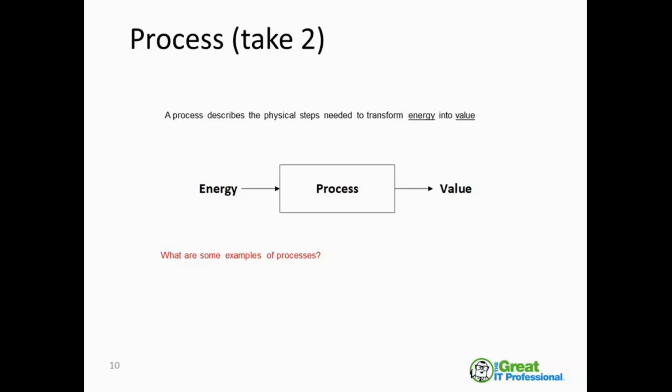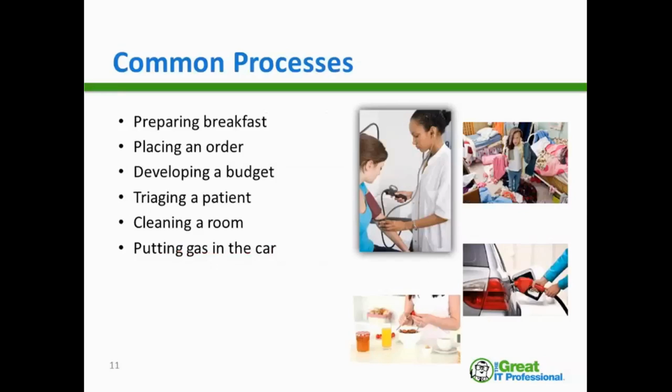So let's talk about some examples of process to root us more into what we're talking about here instead of just an abstract. Common processes I've listed here: preparing breakfast, placing an order, cleaning a room, putting gas in a car. You can see that I chose to use simpler, more personal examples, but if I challenge the audience right now to type in examples of processes, you couldn't type in a wrong answer for the most part.